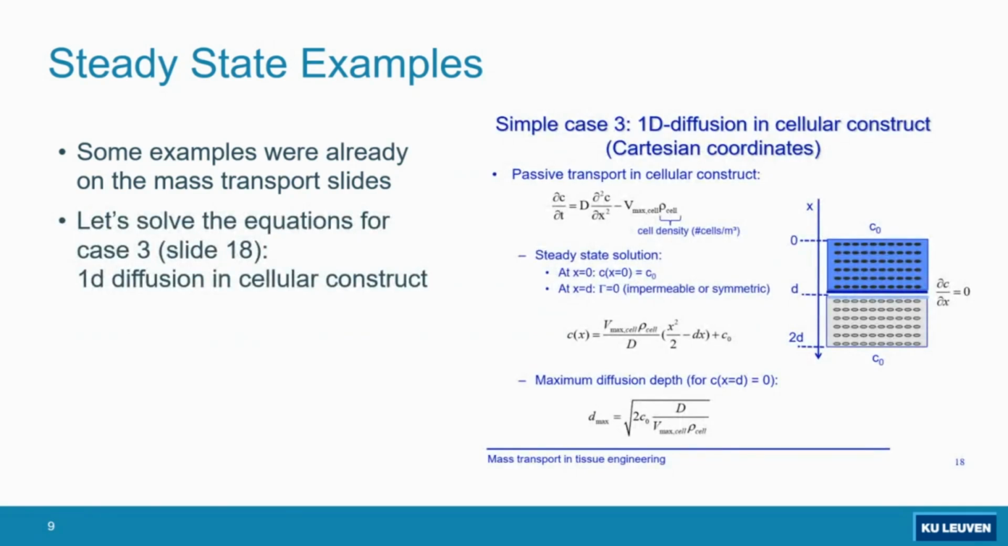As the first example, I will go to case 3 in the slides, which is indeed one-dimensional diffusion in a cellular construct. We start with this equation in the beginning, but then we want to see how we can get this form, which is the solution to this regarding the boundary conditions that we have here, and then we want to have the maximum diffusion depth that in this case the oxygen can go.